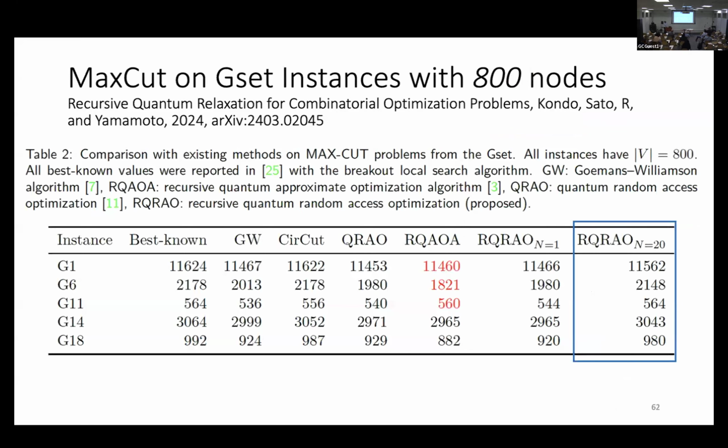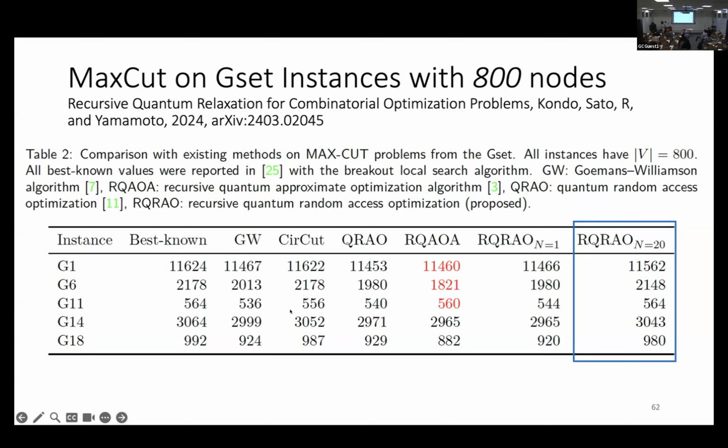And this is the experimental result. We did experiments with graphs with 800 nodes available on GSET. GSET is a standard benchmark for many optimization problems on graphs. For some of these graphs there are many other instances for which we don't know the best solution, but this is the best known solution by, I think, breakout local search, some local search software that found the best solution for these graph instances from G1, G6, and so on. Goemans-Williamson here, you can see, is not that good, but it's close to the best known.